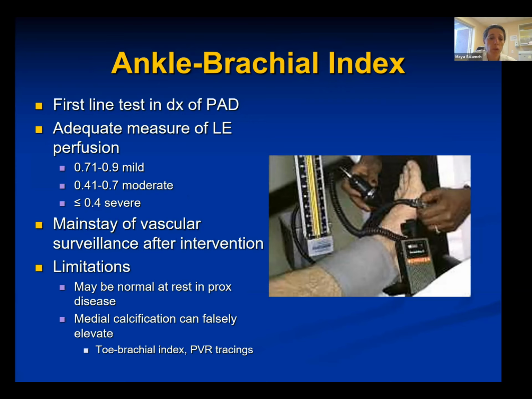Now, there are limitations to the ABI. It may actually be normal at rest in patients who have very proximal PAD. And then you can also have medial calcification in these patients' arteries, especially in chronic kidney disease patients and diabetics, which can really falsely elevate the ankle pressure. It's kind of like trying to take the blood pressure of a sink. And so then the ABI is rendered unreliable in that context.